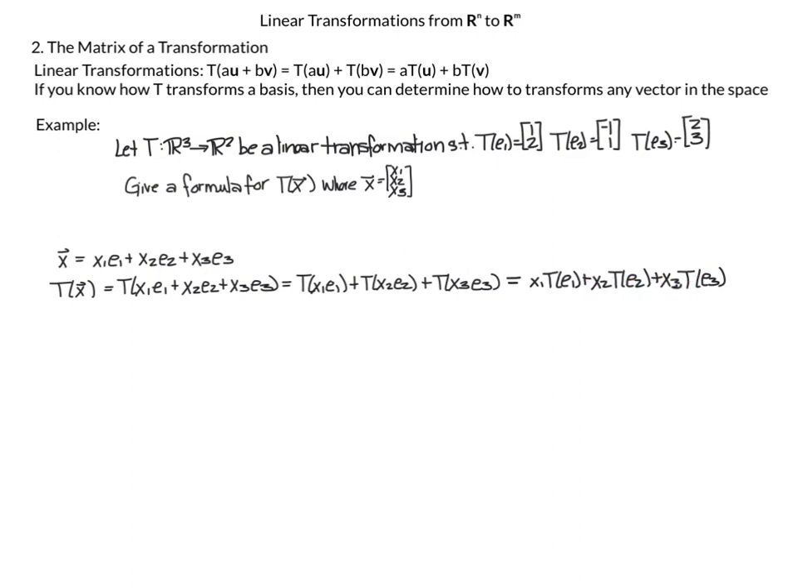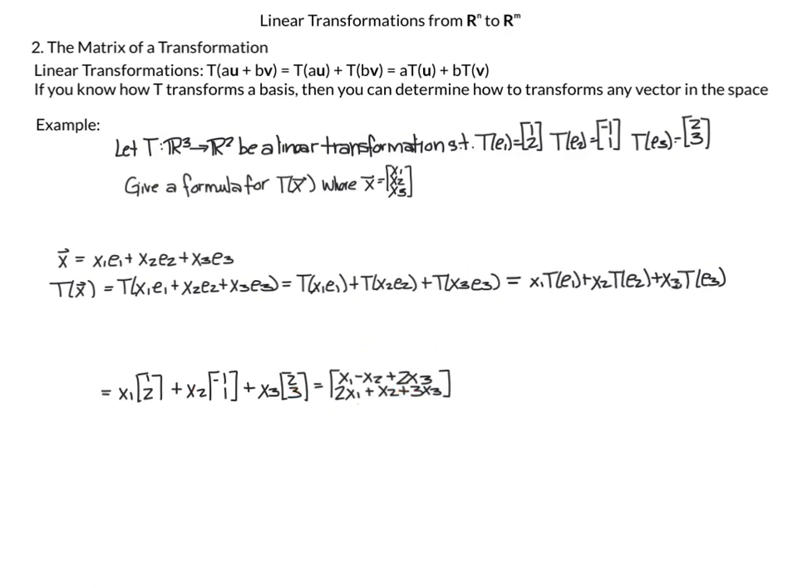This is exactly like what we did with the previous example. And now we can plug in. So we have x1 times the transform of e1 is 1, 2. x2 times the transform of e2 is negative 1, 1. And x3 times the transform of e3 is 2, 3. So in other words, our transformation now then is x1 minus x2 plus 2x3, 2x1 plus x2 plus 3x3.